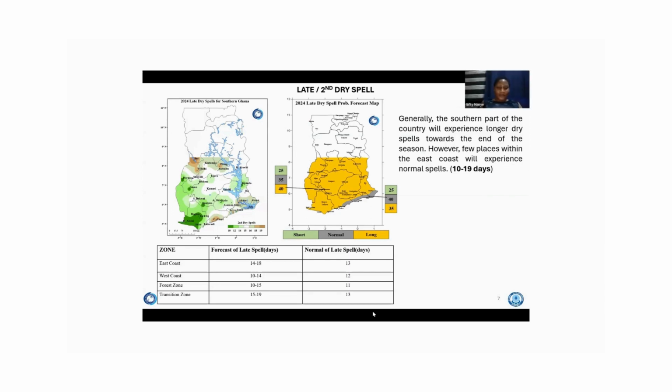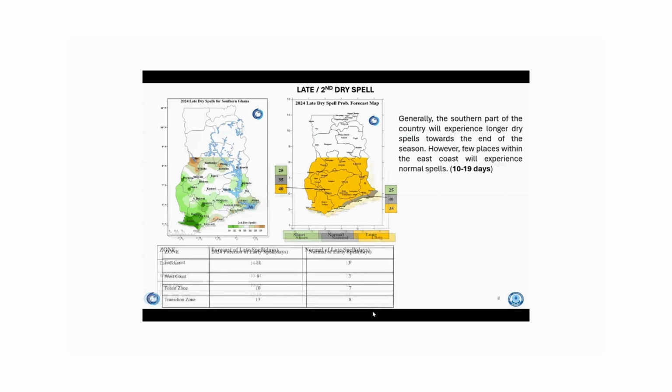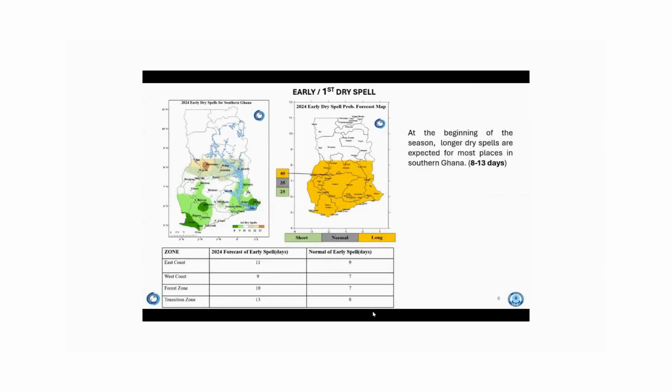Okay. The flowers will fall off, and then we'll still suffer. So we are saying that for the first dry spell, we are expecting a long dry spell, and a long dry spell might not be good for our farmers. When you come to the East Coast, we are forecasting 11 days, while they normally have 9 days. West Coast, 9 days; normally, they have 7 days. And then the forest zone, 10 days, but we are expecting they have 7 days. And then the transition, 13 days, but they normally have 9 days.